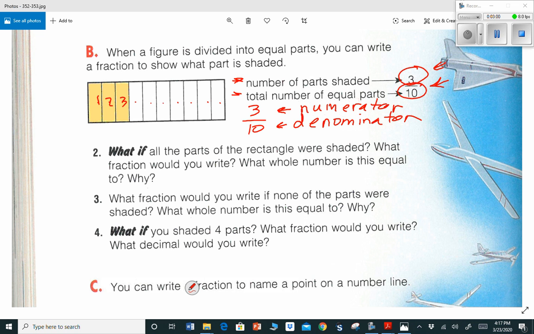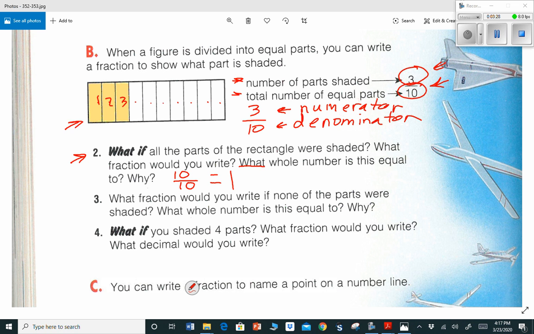Okay, so here's a question for you. What if all the parts of the rectangle were shaded? What fraction would you write? Well, the shaded part would then be 10. The total number of parts would still be 10. So you would have 10 over 10, or 10/10. And then the question is, what whole number is this equal to? 10 over 10 is 1.